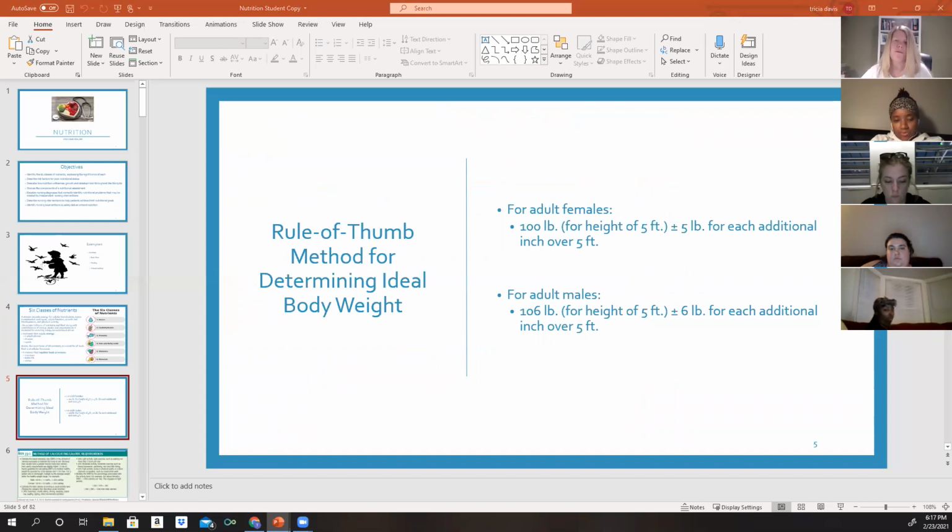So the rule of thumb for determining an ideal body weight. Your literature says that for adult females, 100 pounds and a height of 5'5", you should add an additional 5 pounds for each additional inch over 5 feet, and that would be the ideal body weight. And then for adult males, the average weight of 106 pounds and a height of 5 feet. For each additional inch over 5 feet, you should add 6 pounds.